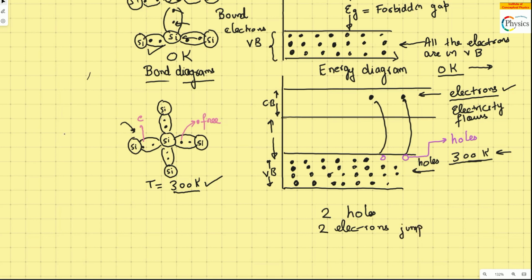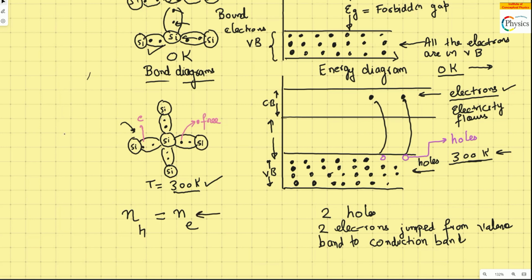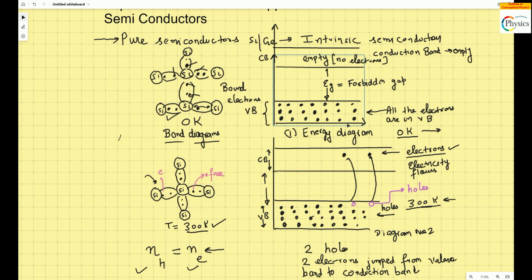jumped from valence band to conduction band. So in the case of an intrinsic semiconductor, whenever you see any electricity flowing because the temperature has gone up from 0 Kelvin to 300 Kelvin, always remember the number of holes which have been created is equal to the number of electrons. So this is the property of an intrinsic semiconductor, that the number of holes is always equal to the number of electrons.